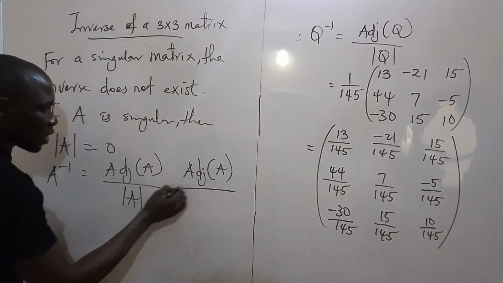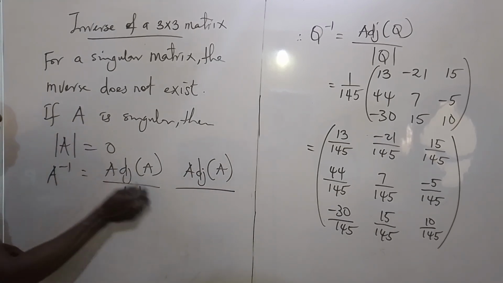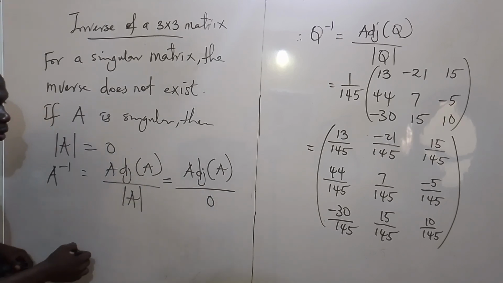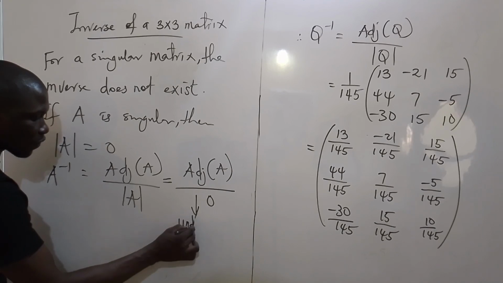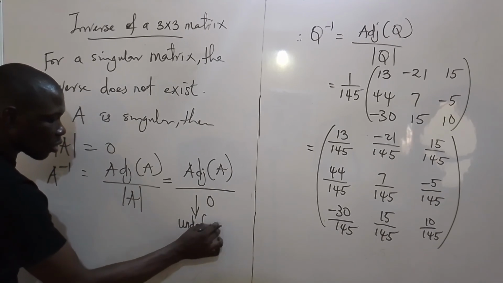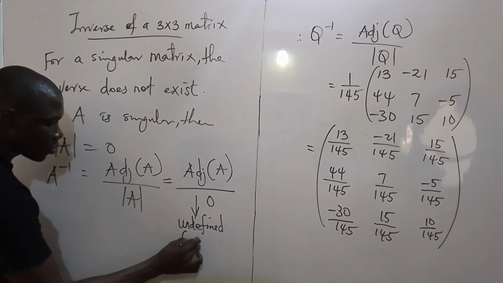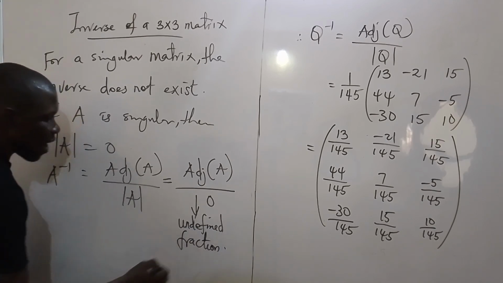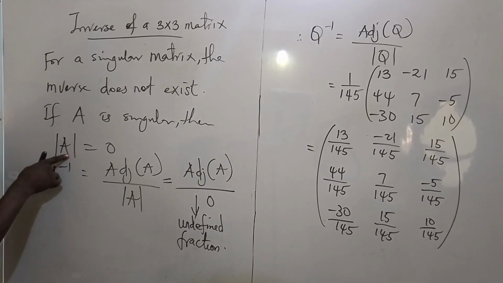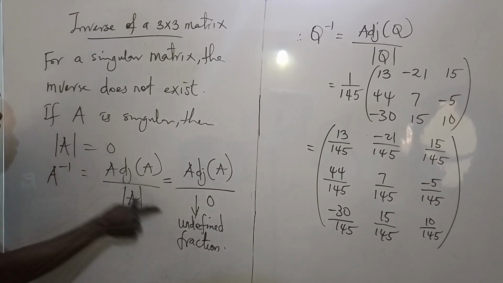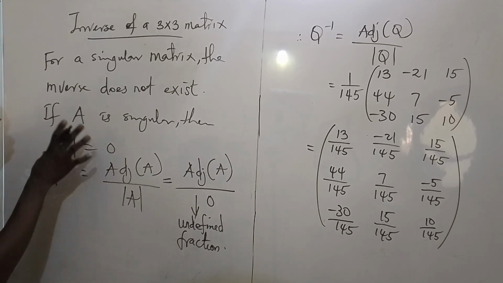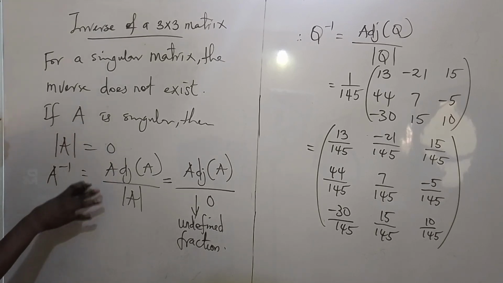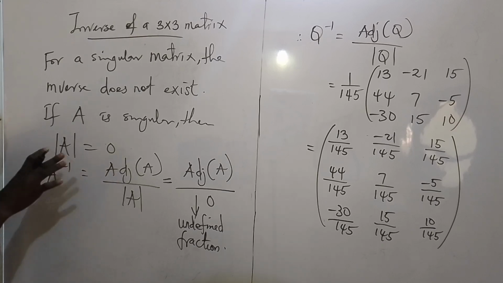But in this case, when the determinant is 0, this is over 0. What you have here is an undefined fraction. So this tells you that the inverse of such a matrix A, whose determinant is 0, is undefined. In other words, it does not exist. So whenever a matrix is singular, the inverse does not exist.